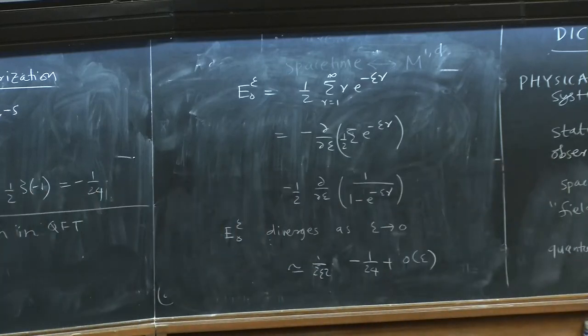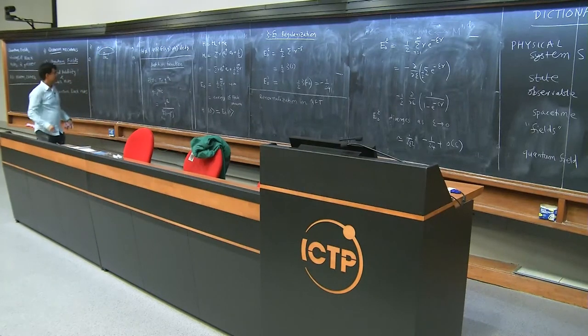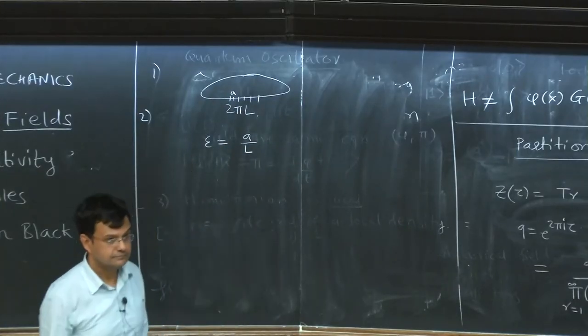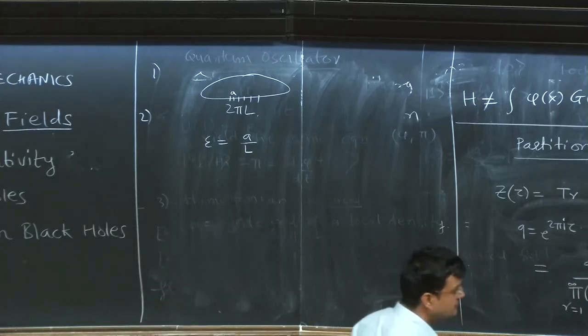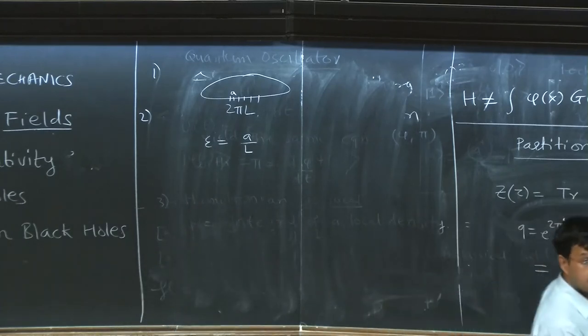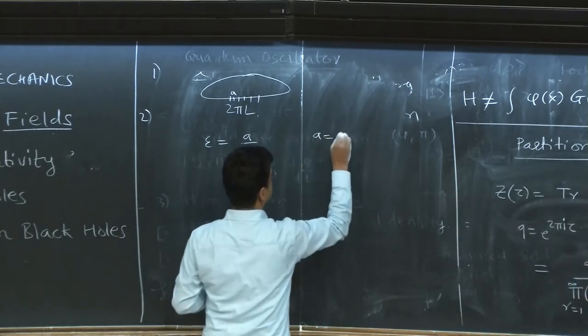Now notice that our violin string had length 2 pi, but actually it could have had length 2 pi L, and the atomic distance scale was, say, A. Then epsilon, which is a dimensionless parameter, is really A divided by L. A is another cutoff. So A is the atomic distance.